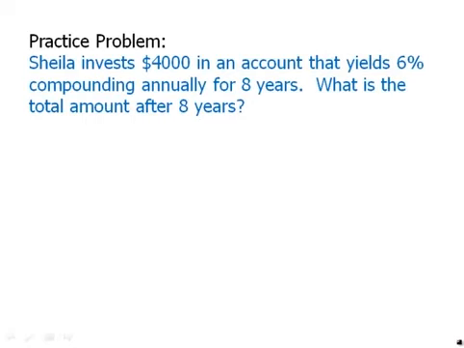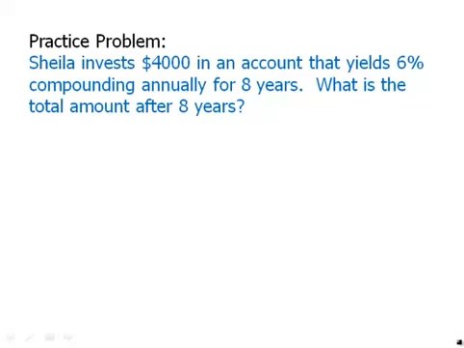Sheila invests $4,000 in an account that yields 6% compounding annually for 8 years. What is the total amount after 8 years? So again, don't worry about getting the dollar amount. Just worry about getting the correct formula, the correct expression for the amount that would be in the account after 8 years. And I'll urge you to pause the video and try this on your own.